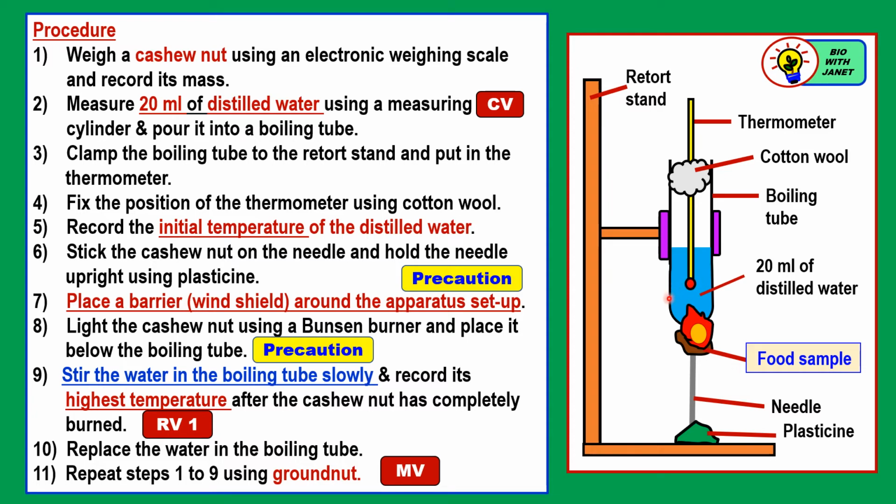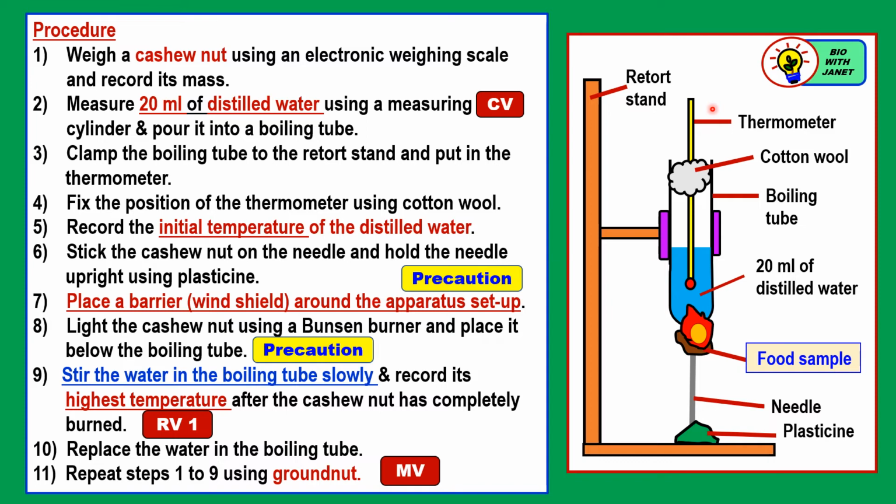Next, light the cashew nut using a Bunsen burner and place it below the boiling tube. So place the cashew nut that's burning below the boiling tube, as close to the boiling tube base as possible. So another precaution is we must stir the water in the boiling tube slowly and gently to distribute the heat evenly, and then record the highest temperature shown on the thermometer after the cashew nut has completely burnt. Right, this is your responding variable.